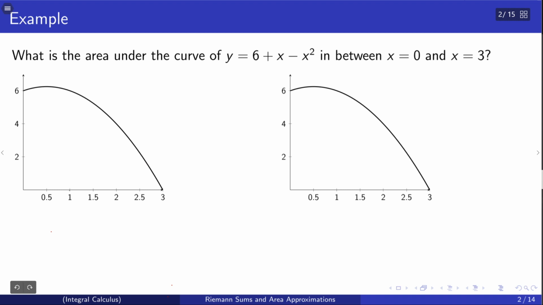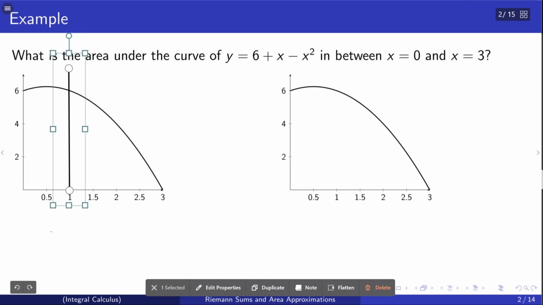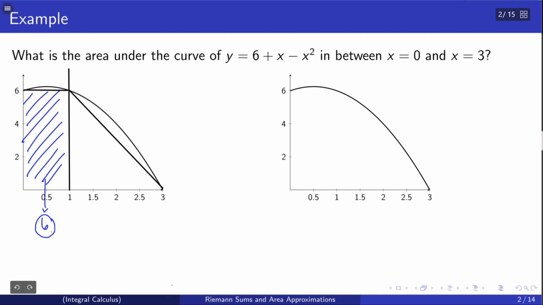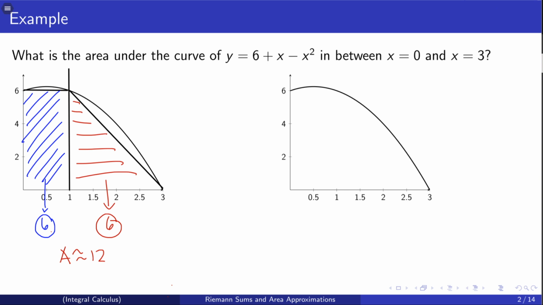Well, what if instead we cut the area off like this, observing that the area on the left can be approximated by a rectangle and the area on the right by a triangle. So this seems a bit better. This rectangle has area 6, while this triangle has area 6 times 2 divided by 2, which is also 6. So now we can say the area is approximately 12. Now this seems a bit better. Clearly it's still an underestimate. We're missing this part here under the curve, and we're missing this part. But it seems close.